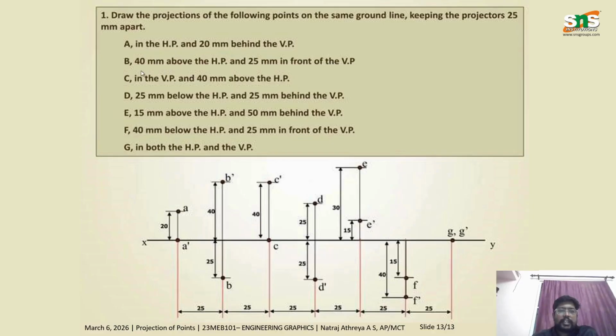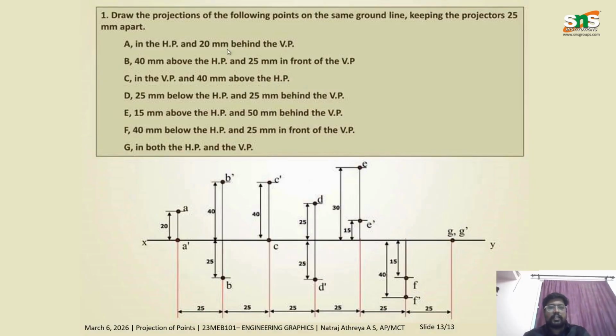Okay, let's get to the second one. 40 mm above HP and 25 mm in front of VP. 40 mm above HP, obviously it is above HP and we get B dash, and 25 mm in front of VP. In front is positive, so positive multiplied by negative is negative. So we get the value as below the reference line. 25 mm below the reference line, that is 2.5 centimeters below the reference line.